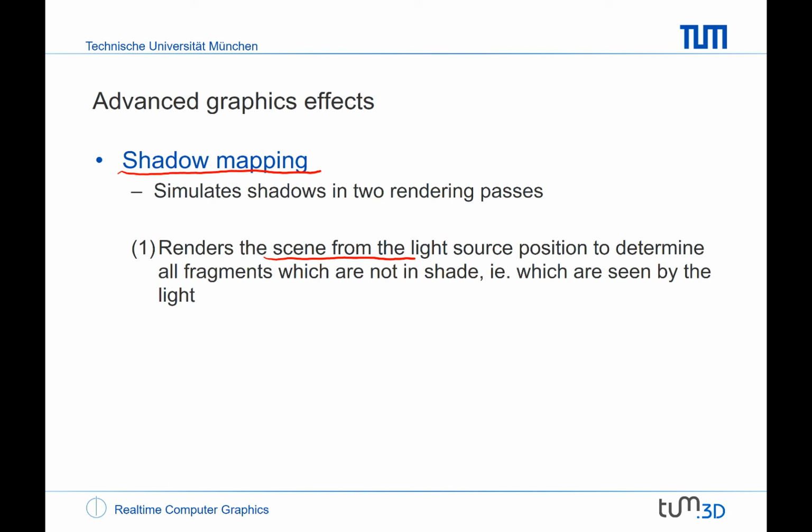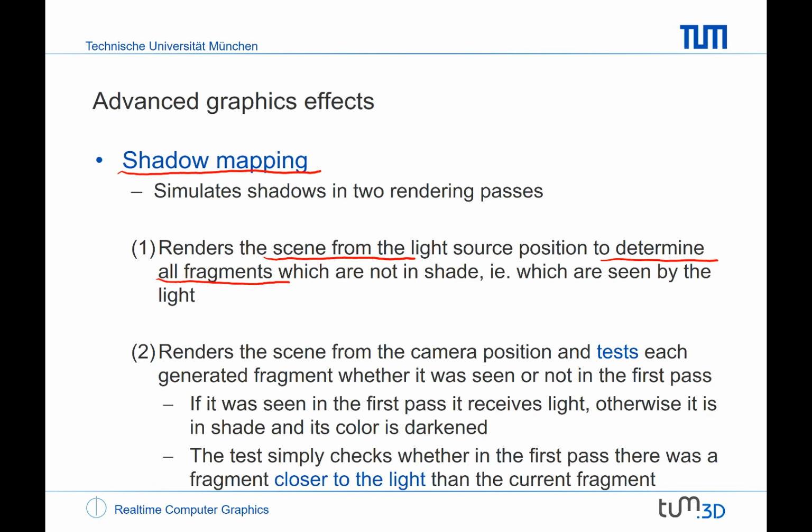And why do we do that? In that first rendering pass, we want to determine all the fragments which are not in shade, which are seen by the light, because if we know that, then in the second rendering pass, we can just render the scene from the camera position and now test each generated fragment whether it was seen or not in the first pass.